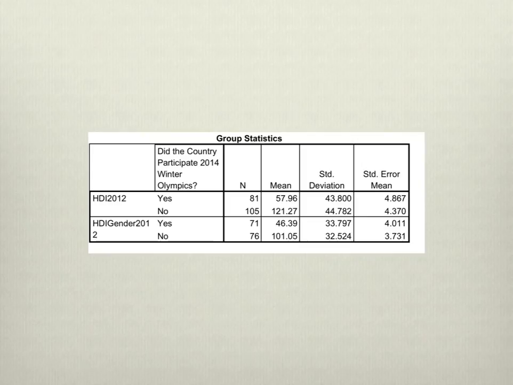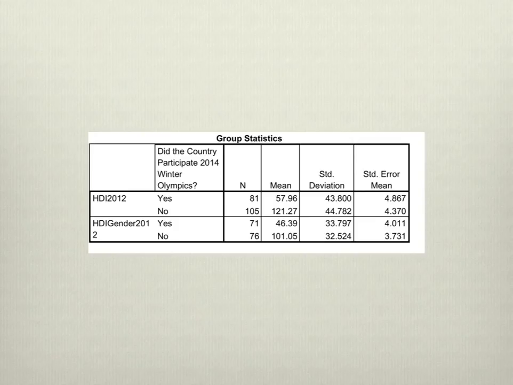First, I take a look at the summary statistics. On the Human Development Index, there's 81 countries that did participate in the Winter Olympics and also had a score on the HDI. Sometimes there's a little disconsonance there as to whether a country is scored and whether or not it exists in HDI standards. 105 countries did not participate in the Winter Olympics. For countries that had scores on the gender index, and this is because some countries are not scored on this index, 71 participated, 76 did not.